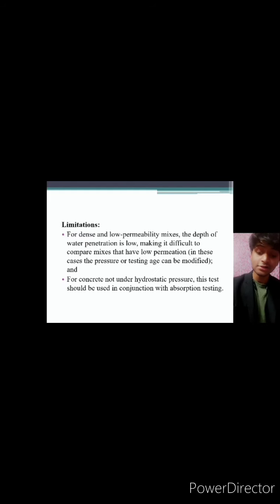There are limitations in this process also. For dense and low permeability mixes, the depth of water penetration is low, making it difficult to compare mixes of low permeability. In that case, the pressure or testing age can be modified.